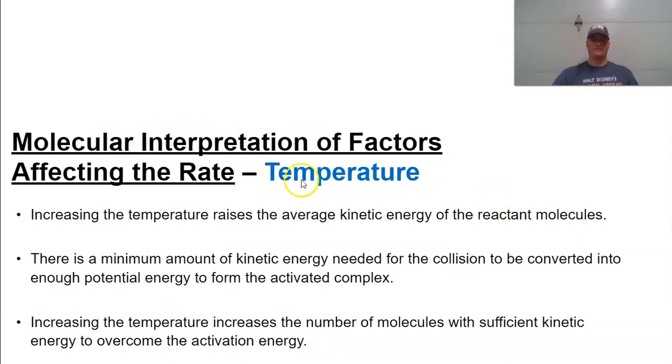Now, when we think about temperature, temperature raises average kinetic energy, which actually has two roles. That means that the minimum amount needed for a collision to be converted into enough potential to form the activated complex is more easily met. So more kinetic energy means we can overcome a higher activation energy. Increasing the temperature increases the number of molecules that overcome that activation energy. So temperature also affects the number of collisions, right? Because things are moving faster, you're going to have more collisions at a higher energy. So this is why temperature has a pretty big role. If you think back to when we talked about it, a 10 degrees Celsius increase usually roughly doubles the reaction rate.